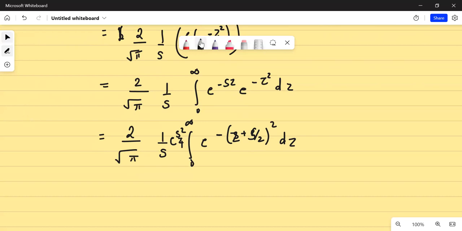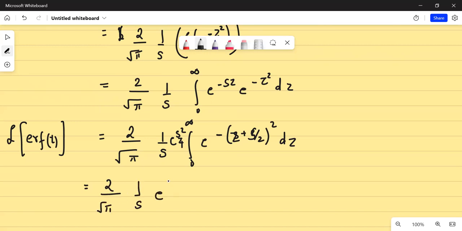And what we are finding, just don't forget, we are finding the Laplace transform of your error function as a function of t. Okay, so your Laplace transform is 2 upon root over pi, and then you have 1 over s, then you have e to the power s square upon 4, and then this integration. Remember, how would you do this integration? You just place z plus s by 2 as some x, and then your dz will become dx, and the limits will become s by 2 to infinity. This is e to the power minus x square dx.